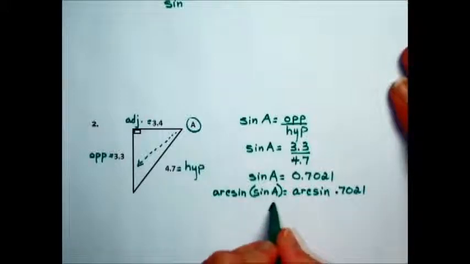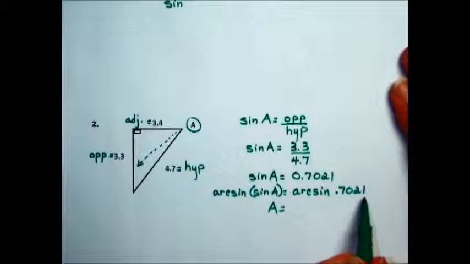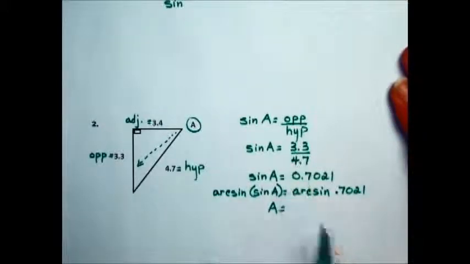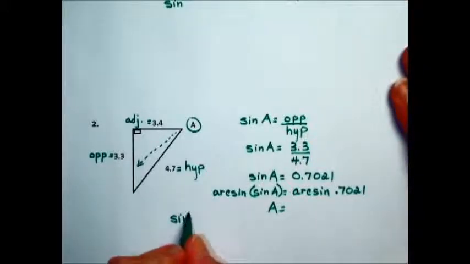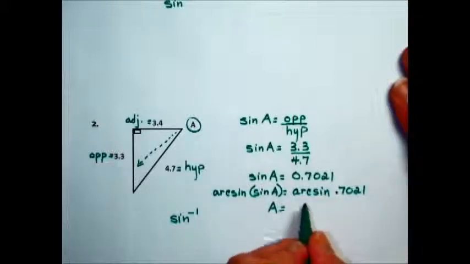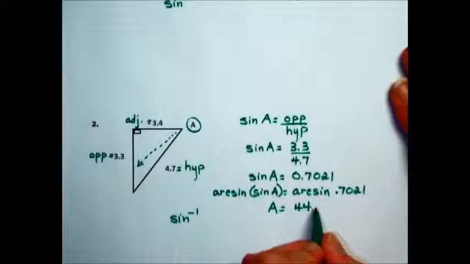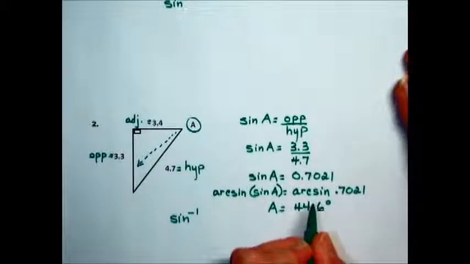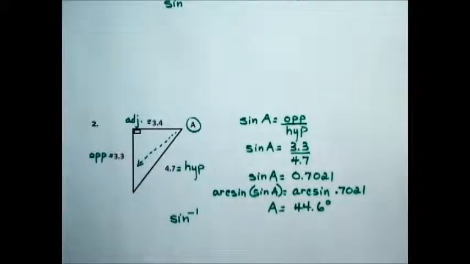And using your calculator, if you have a traditional calculator, you'll start with 0.7021, or perhaps you've left that result from the division in the previous step, and activating your shift or second key and sine key to get to the arcsine button. And the result turns out to give us a measurement of 44.6 degrees when we round that to the nearest tenth.